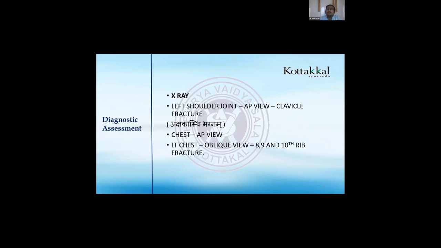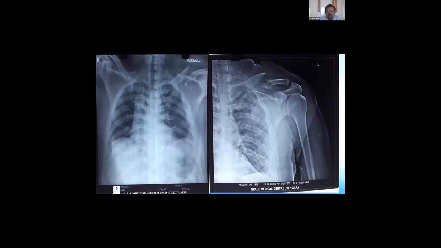So we sent for an X-ray: left shoulder joint AP view, clavicle, and chest AP view and an oblique view. Okay. So in the X-ray, we found that there is a fracture of the clavicle. And in the chest X-ray, we found that there is a fracture of the 8th, 9th, 10th ribs. So you can see in the X-ray, the fracture of the clavicle. Okay.